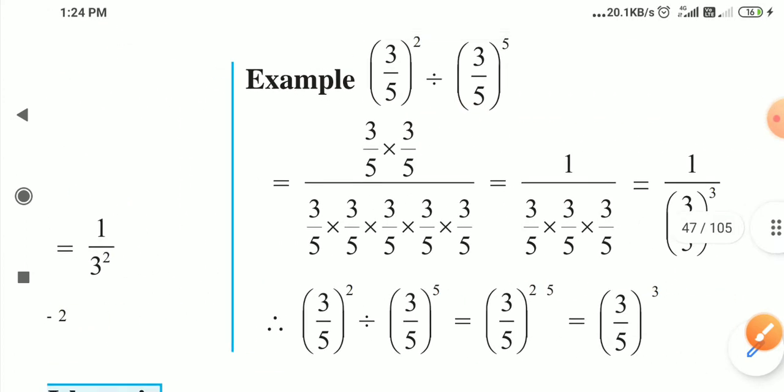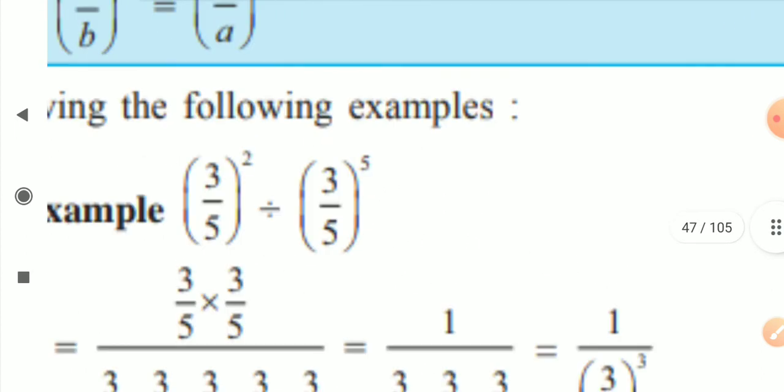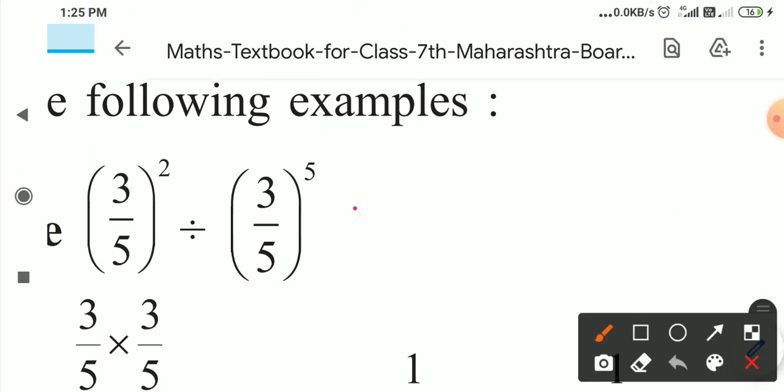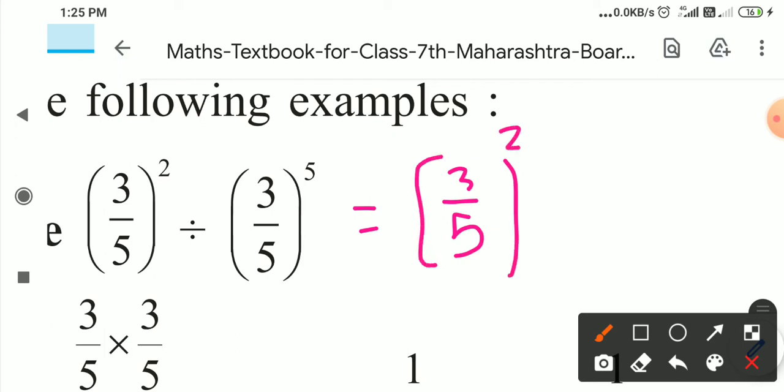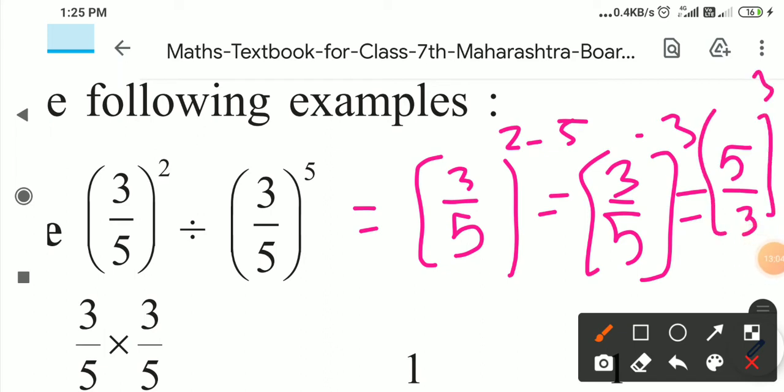Okay. Now the last example, and after that you have to solve practice set 28. Same thing, 3 upon 5, sorry, 3 upon 5, here only I will solve. 3 upon 5, the base is the same. 2 minus 5 equals 3 upon 5 raised to minus 3. And if you want to make it positive, change the position of the numerator and the denominator. If you follow only this method, then also no problem. Here they gave the longest method and the shortest method also. So this is the answer.